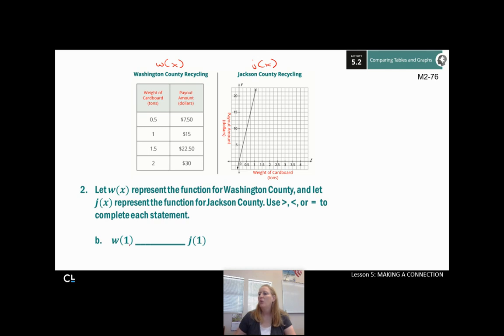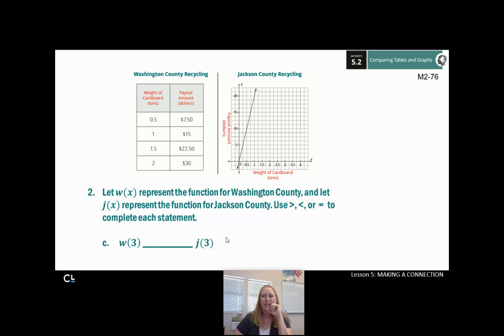Great. So when I plug in a 1, what do I get out of it? Looks like I get $15. Over here, if I plug in a 1, it looks like I get $20 out of it. So greater than, less than, equal to, well, it's less than. Once again, $15 is less than $20, right? That's kind of how that's going to go.